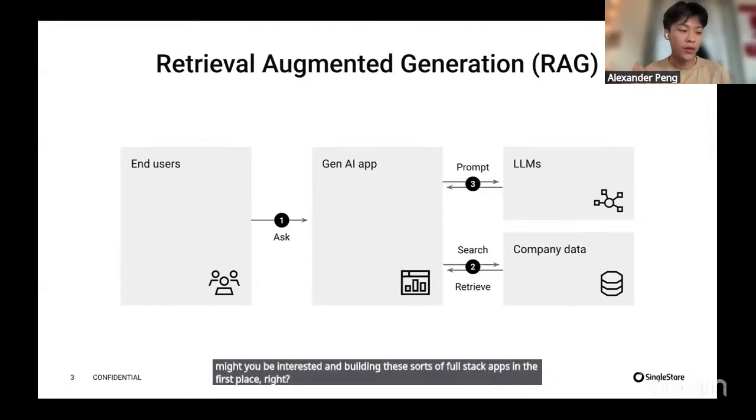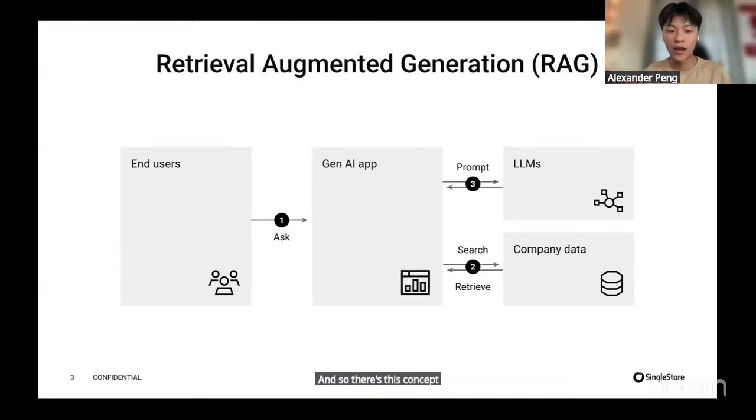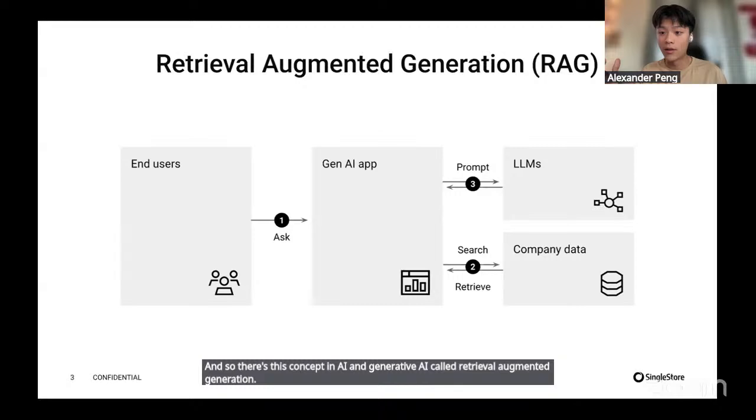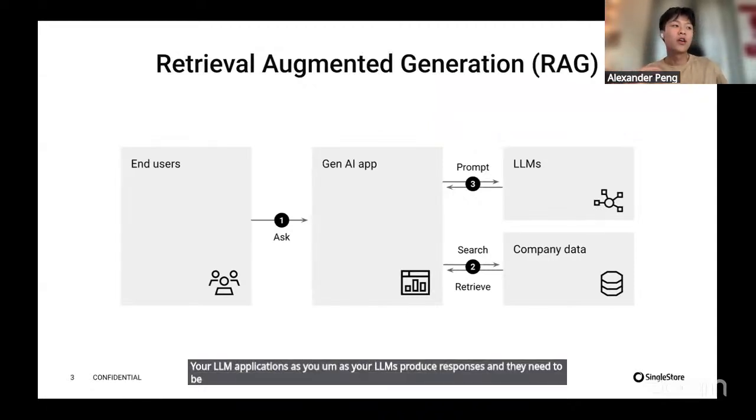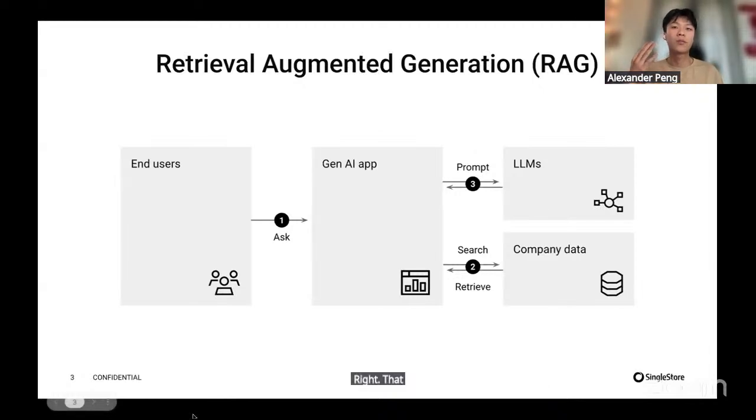And so there's this concept in AI and generative AI called retrieval augmented generation. And that's what allows you to contextualize your AI applications, right? Your LLM applications, as your LLMs produce responses, and they need to be kept informed of internal private company information, external web search results. They need to use that information in order to essentially give you accurate results, right? To give you results that aren't so-called hallucinated, right? That will kind of be confabulations or lies that just mislead you, right?